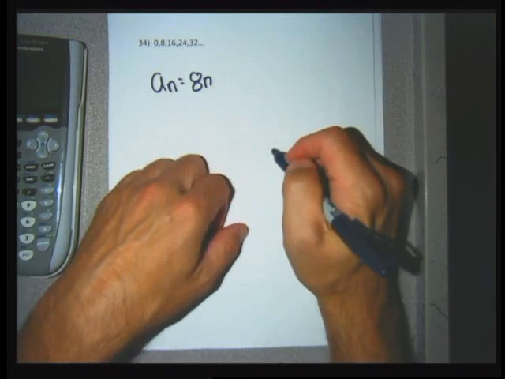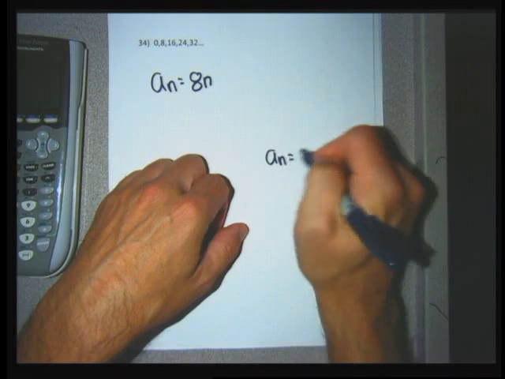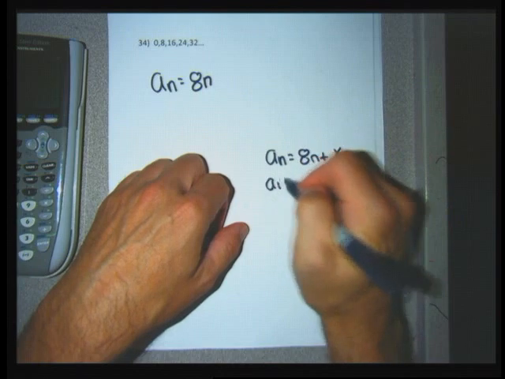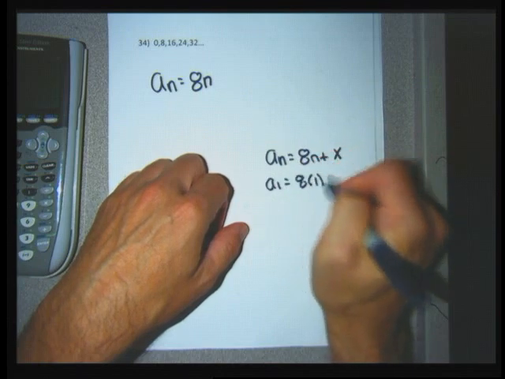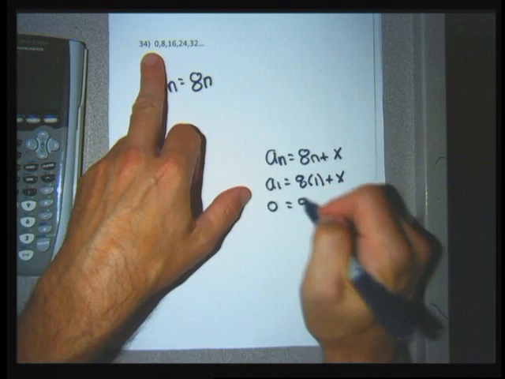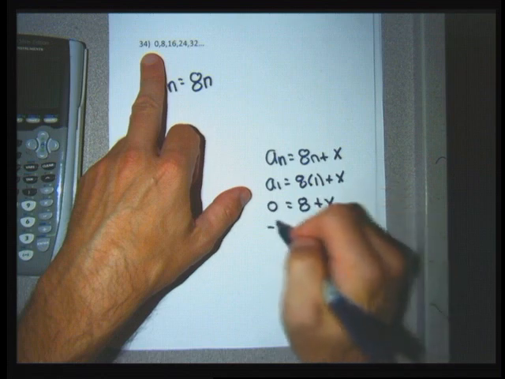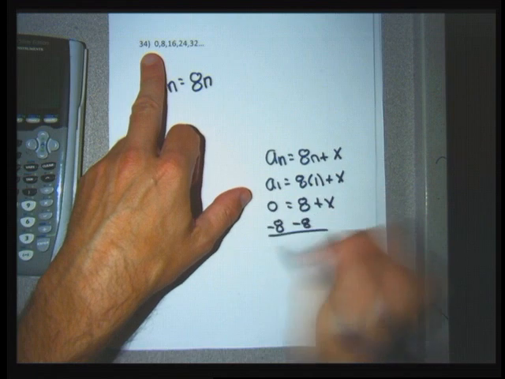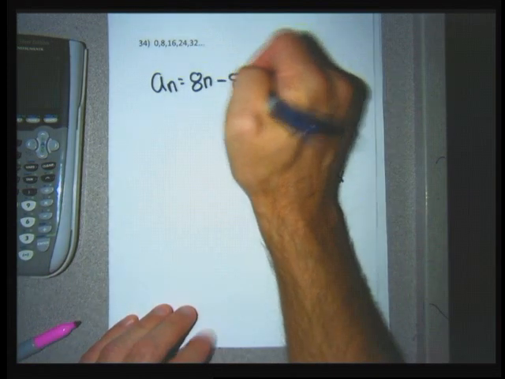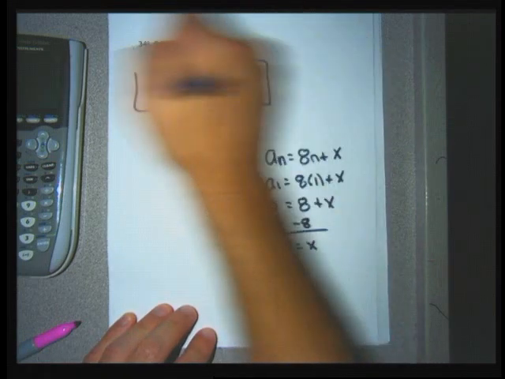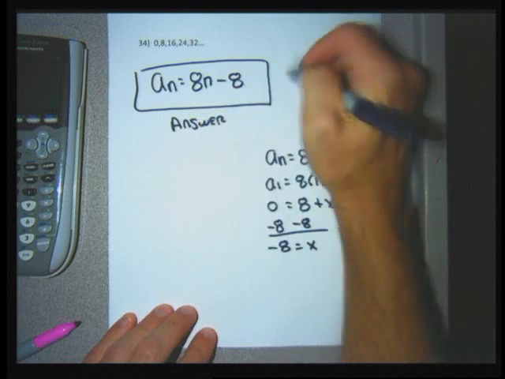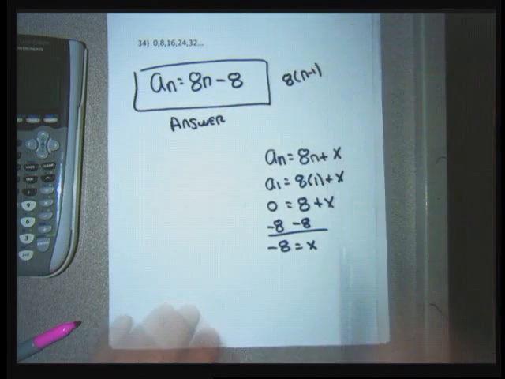8n, I'm going to go a sub n equals 8n plus x, plug in 1s, a sub 1 equals 8 times 1 plus x. A sub 1 is the first term in this list, which is 0, so I get 0 equals 8 plus x. Minusing 8 from both sides, I get minus 8 equal to x. So the answer to this sequence, that formula, a sub n equals 8n minus 8, will generate that list. You could factor out and write 8 times n minus 1. That would also generate the list as well.